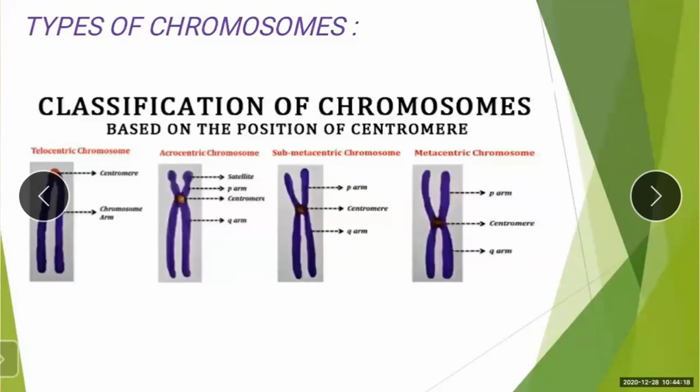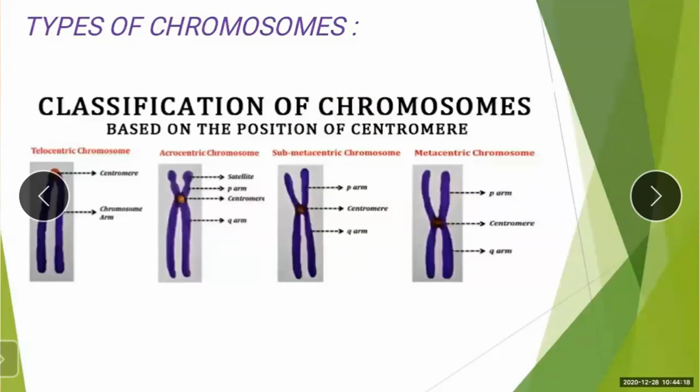It just looks like an English letter V. Here, the upper arm is called the P arm, the lower arm is called the Q arm, and in the center is the centromere. Up till here, you understand what is metacentric? Metacentric means the centromere is exactly at the midpoint of the chromosome. After that, we can see the submetacentric.